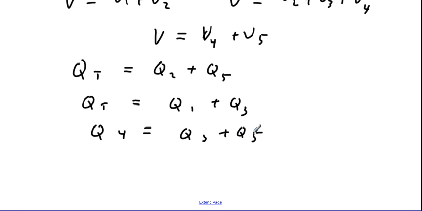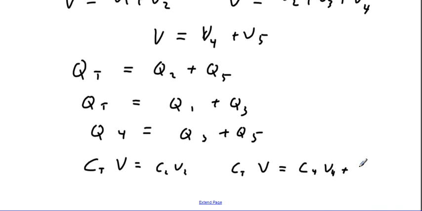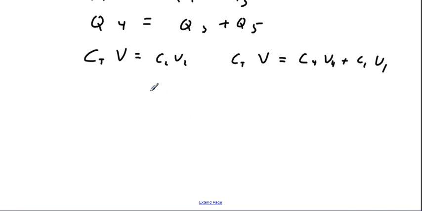Okay, so those are things that we need to know. So that being the case, the other things that we know is that the total capacitance times voltage is going to have to equal C2V2. The total capacitance times V also has to be C4V4 plus C1V1. And I'm just redoing the Q's again.